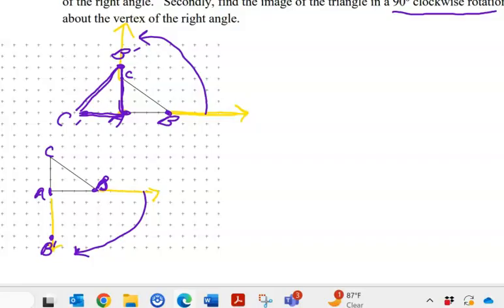C is 1, 2, 3 up. So if we rotate this, think about this. If this was extended up and we're going to take this and rotate it 90 degrees clockwise, it's going to land 1, 2, 3 units to the right. That's going to be C prime. And right here, we have a congruent triangle to the original.